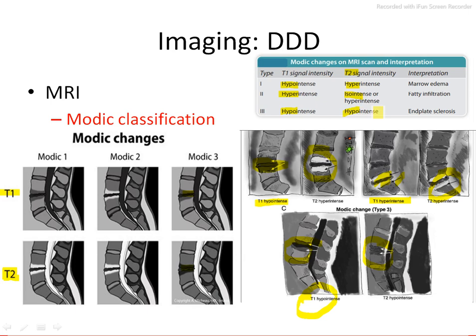So what are these changes? These changes are marrow edema, fatty infiltration, and end-plate sclerosis. So this Modic type 3 is end-plate sclerosis, which is seen as hypointensity in both T1 and T2.